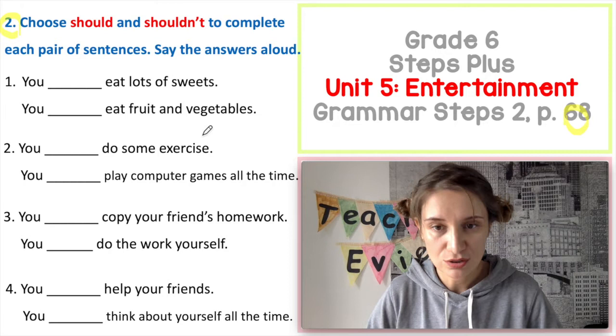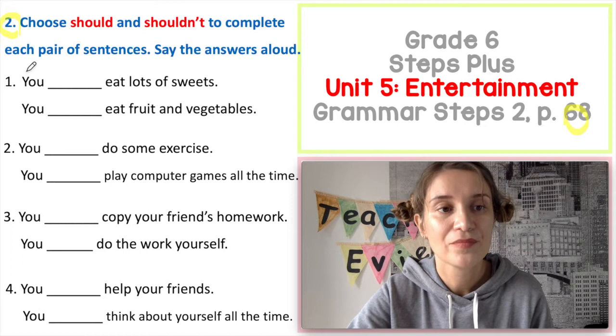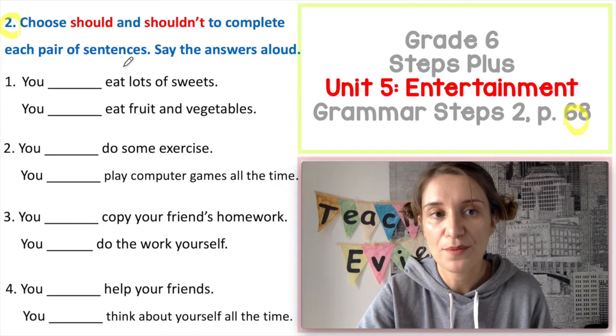Okay, so let's look at the first pair of sentences. Popatrzmy sobie na pierwszą parę zdań. Musimy wybrać should albo shouldn't. Choose should and shouldn't to complete each pair of sentences. Say the answers aloud. Czyli w każdej parze będzie jedno should i jedno shouldn't, okay?